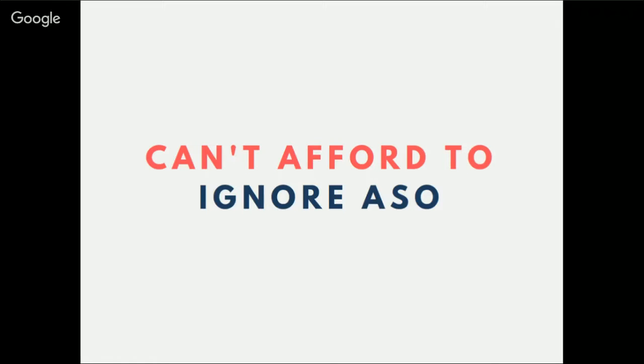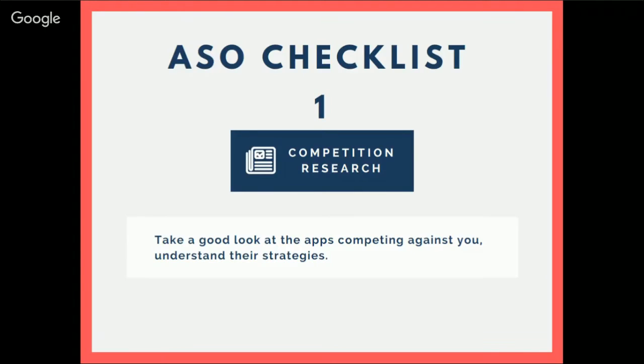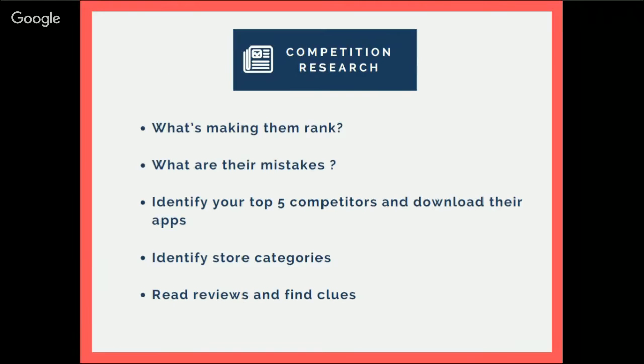So we can't afford to ignore ASO, as mentioned. Now, the App Store checklist. Here is a list of 10 things to do to rank higher in the App Store. I'll start with the first one, competition research. As with any search engine optimization technique, it basically starts with finding out what your competitors are doing, what the people right there at the top are doing. You need to take a good look at the apps competing against you and see, if someone is, let's say, ranking in the first 10, why they are doing so and what the reason is that they are right there while you are not. So that starts with competitive research.